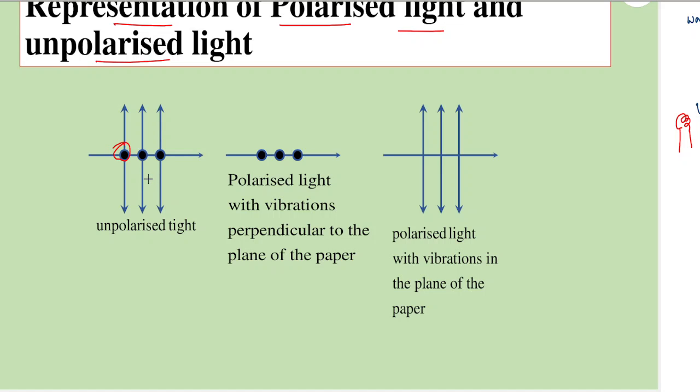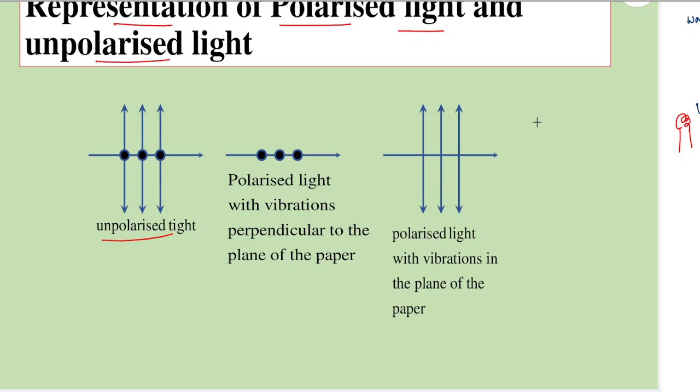This dot component means that the electric field vibrations are confined to a plane which is perpendicular to the direction of this board. When both the dot components and arrow components are equal in number, as seen here, then such a wave is called an unpolarized wave or unpolarized light.